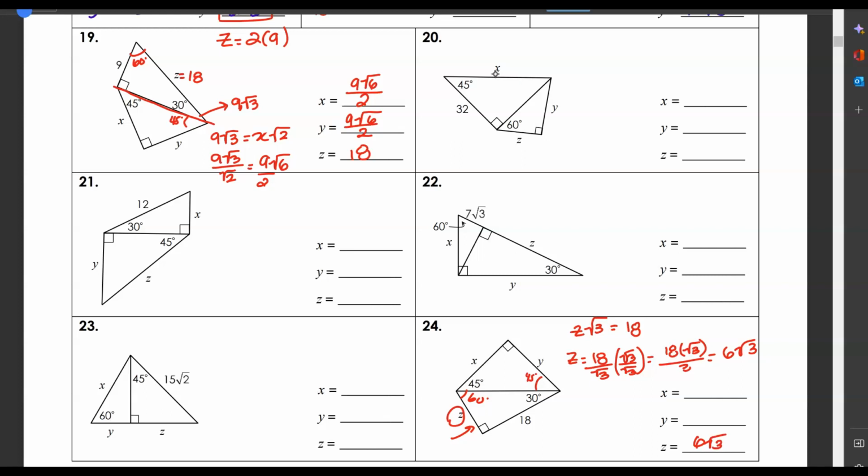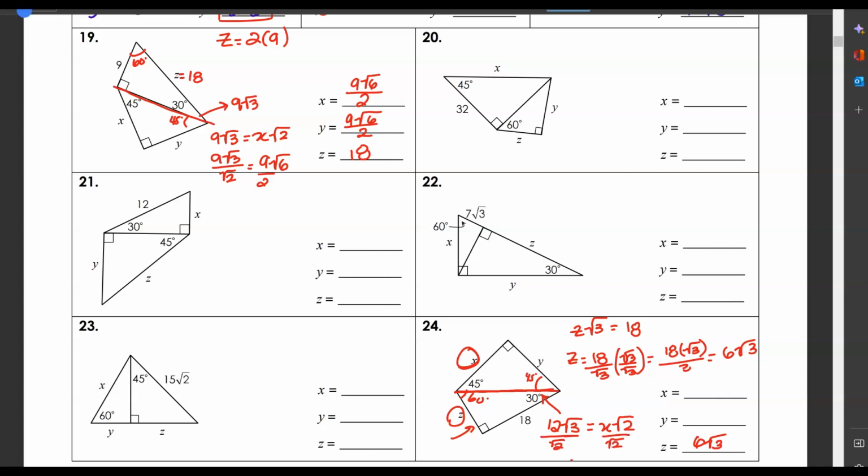So now let's take a look here. So we need to find this value. So this value, remember, is going to be twice our z value. So we're going to get 12 root 3 there. And now the hypotenuse is going to be of a 45 degree angle. It's going to be x times the square root of 2. So we're going to set this equal to x root 2. We're going to divide by the square root of 2.